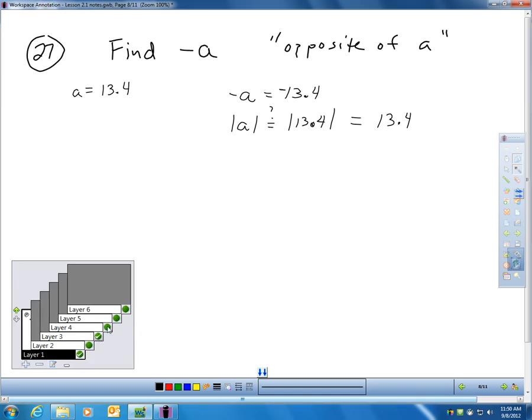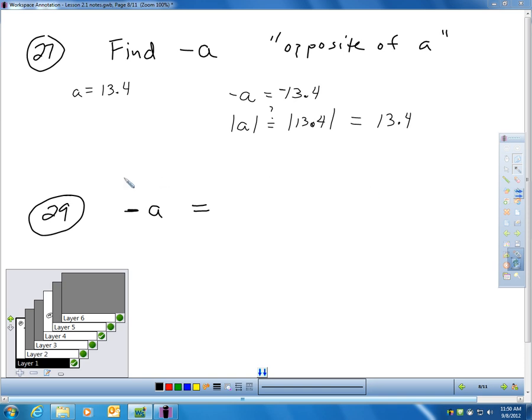Let's do another one. Let's look at 29. Question 29 says A is negative 6.1. So let me just write that off to the side here. Okay, in number 29, A is negative 6.1. So the first thing I'm asked about is to find the opposite of A. In other words, I'm going to have you substitute in. We're going to take negative 6.1. A is negative 6.1. What I'm asking you to find is what's the opposite of negative 6.1? Well, that's positive 6.1.